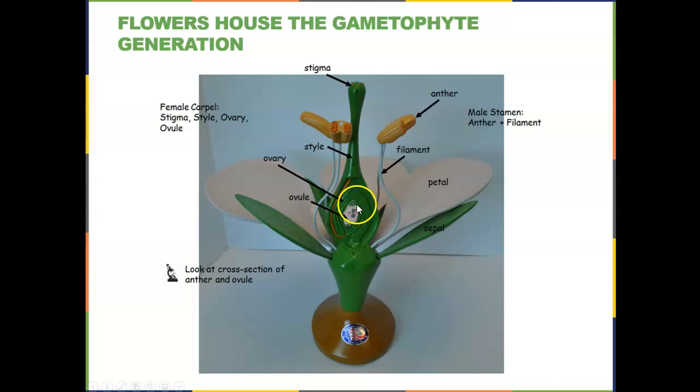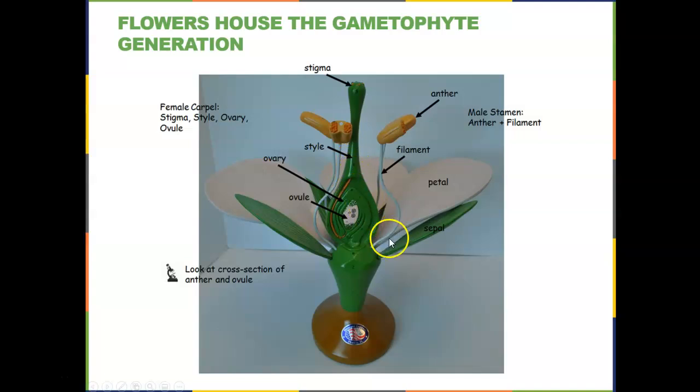This model is showing just a single ovule, and you see multiple cells inside, because remember, the ovule is the female gametophyte, which is multicellular. Then on the very top is the stigma, and it's sticky, and you see a couple pollen grains which are stuck to it. And connecting the stigma to the ovary is the style.